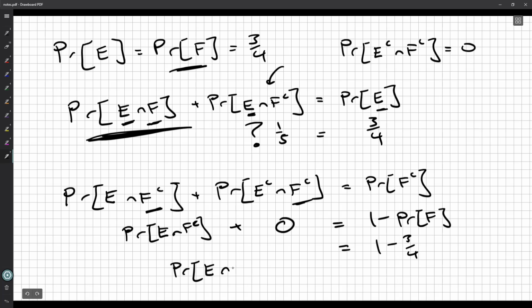So the probability of E intersect F complement plus 0, we'll just drop that, is going to be the same as 1 minus 3/4. That's 1/4. So now I know that this is 1/4. So what plus 1/4 is equal to 3/4? 2/4, or 1/2. And we get the same answer the same way. I went a little quicker with this one here.